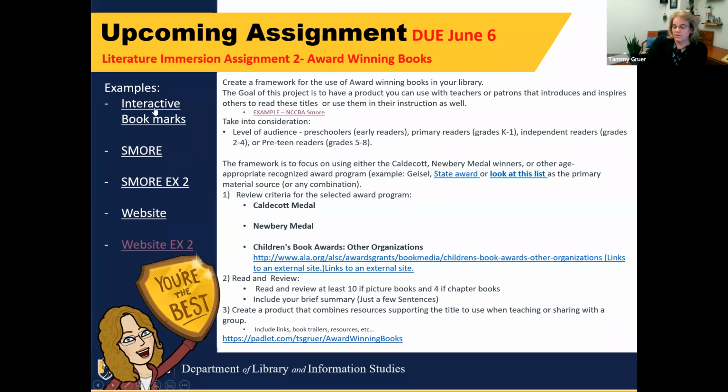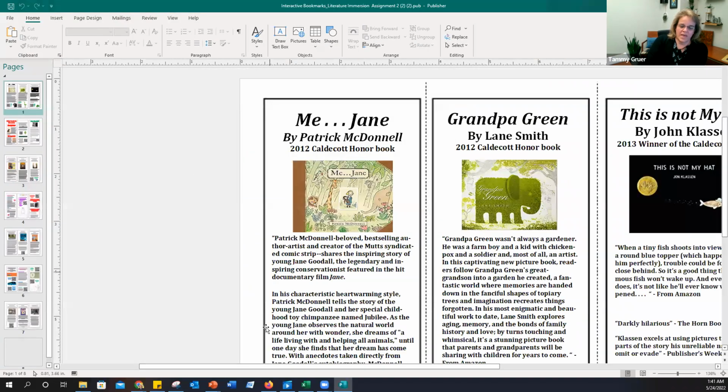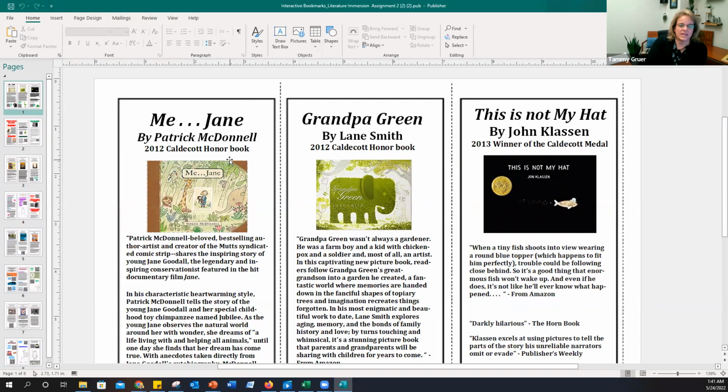Next, I'd like to show you a unique take. I had a public librarian do this for me a few semesters ago. Let's see if I can bring that up. I've got it downloaded because they created it in Publisher. They've actually created interactive bookmarks. These interactive bookmarks are really neat. They wanted to put them at the checkout so that when kids checked out their books, they would have this interactive bookmark to recommend Caldecott books. It can be an honor book or it can be a winner.